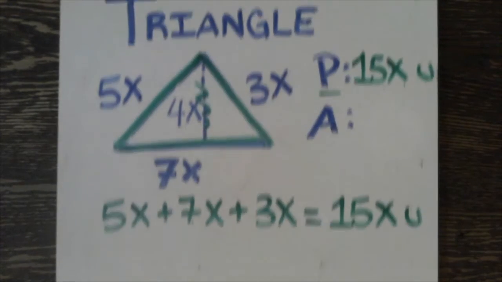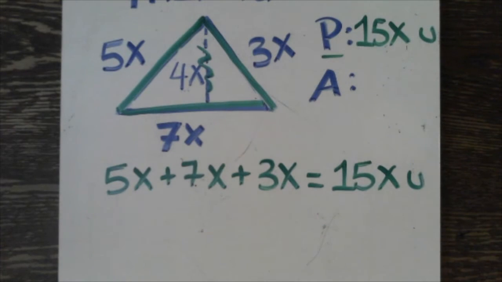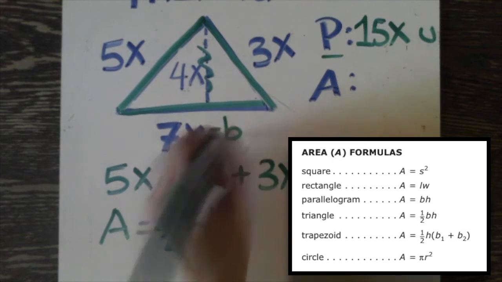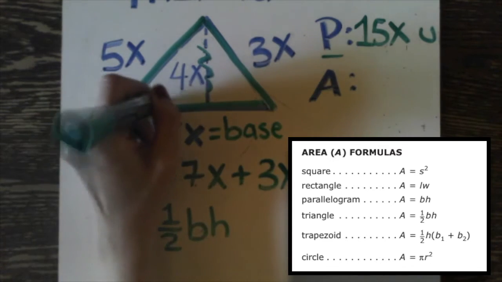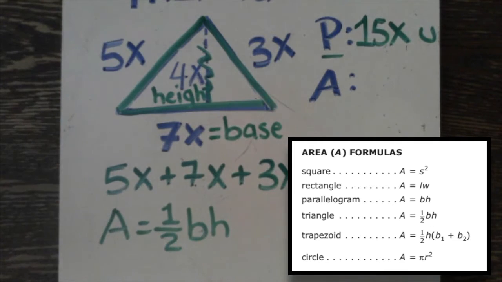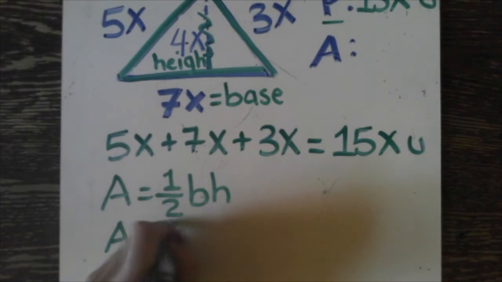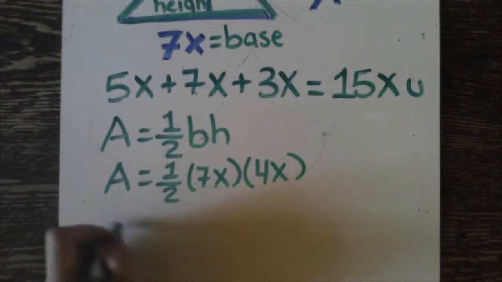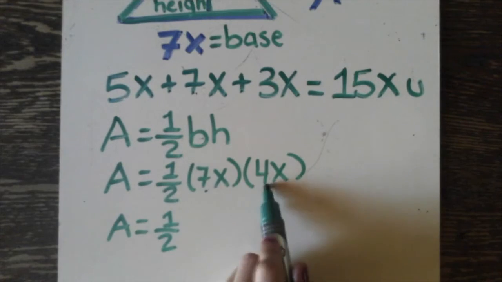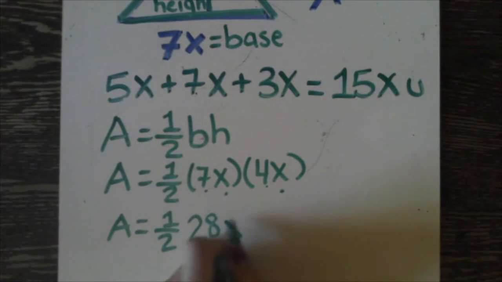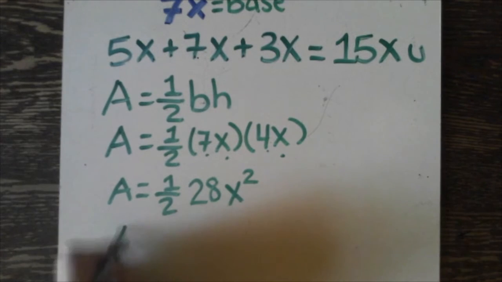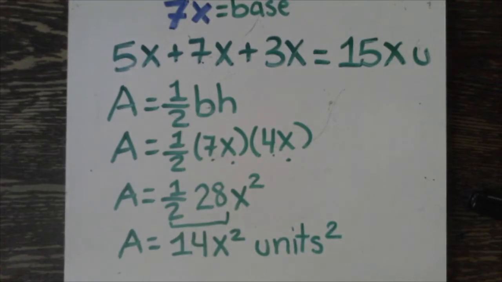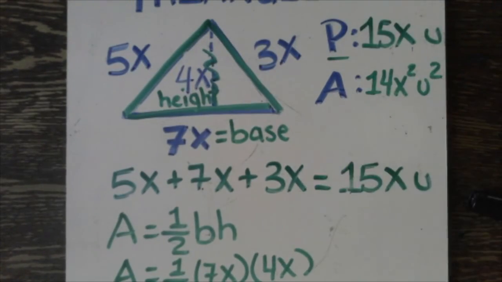Now onto our area, we will need that 4x for our area since the formula for a triangle is 1/2 base times height, with my base being 7x and my height being 4x. I am going to substitute my b and my h so that I have area equals 1/2 of 7x times 4x, and I know that 7 times 4 is 28 and x times x is x squared. Now 1/2 of 28 is 14 and I bring down the x squared. My area is 14 x squared square units.